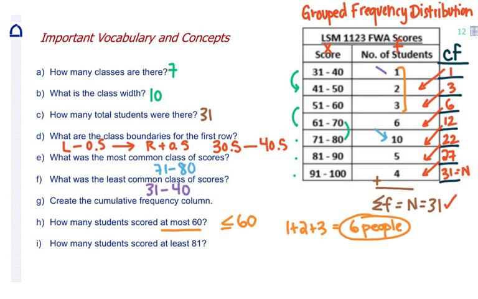Let's answer the last question. How many students scored at least 81? That means they scored either 81 or more. So that would be the people in these last 2 rows. Those 5 people plus those 4 people. So there were 9 people that scored at least 81. Those are examples of questions that they might ask you having to do with grouped frequency distributions.